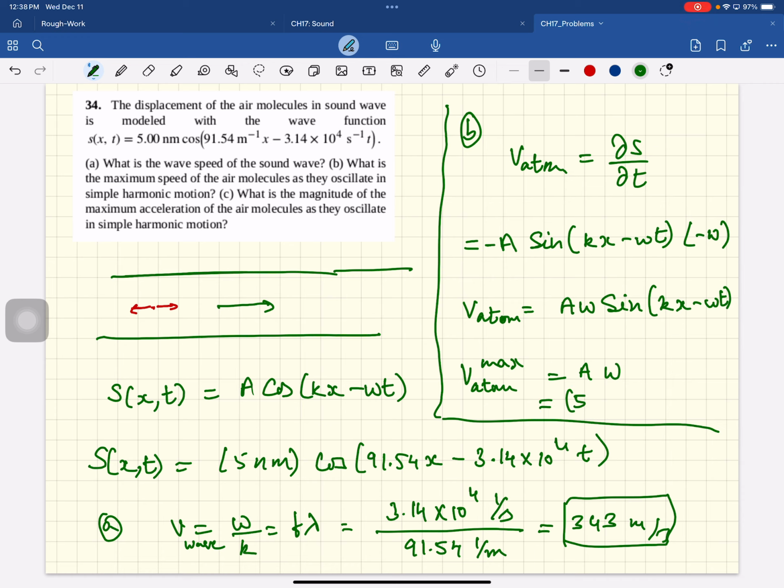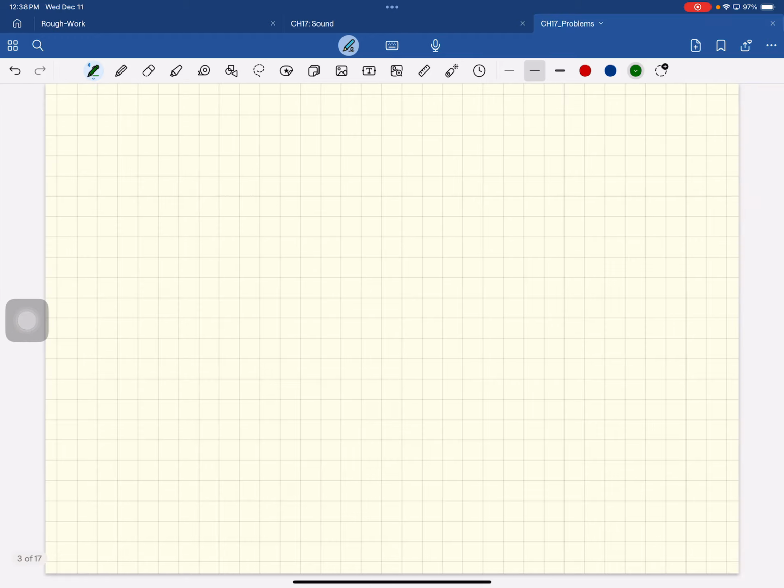The amplitude of the wave is 5 nanometers, and omega is 3.14 times 10 to the power 4, 1 over second. So V atom max is 15.7 times 10 to the power 4 nanometers per second.